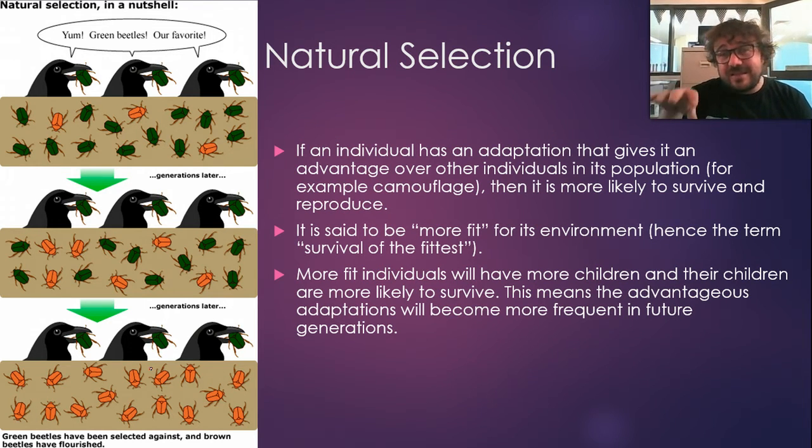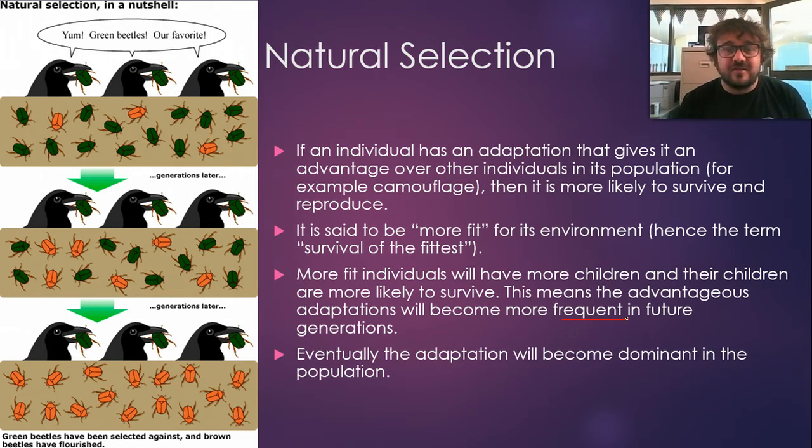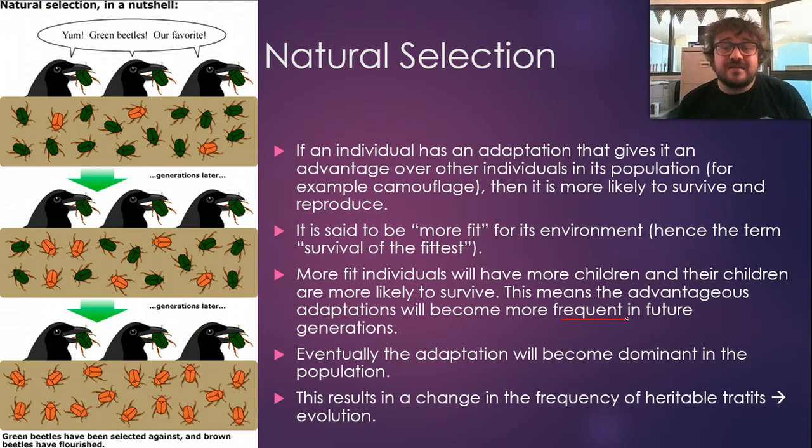So this means that the advantageous adaptations become more frequent, there's that word frequency again, in future generations. So remember, evolution is the change in the frequency of heritable traits over many generations. Eventually, if it's really successful, the adaptation will become dominant in a population. Natural selection is what gives the change in the frequency of heritable traits, therefore evolution. So natural selection drives evolution.